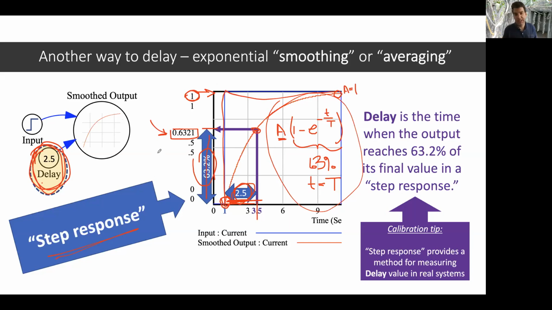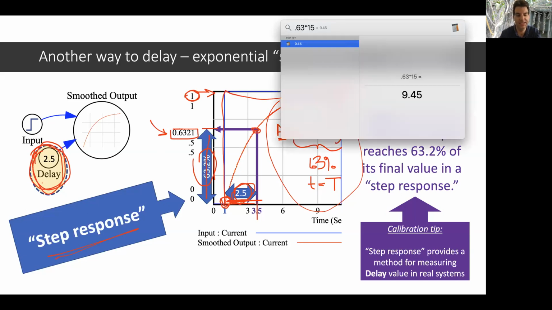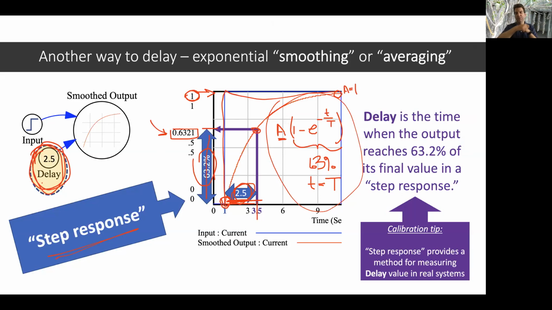So likewise, with your toilet example, if you actually took a stopwatch to your toilet, you could mark on the side of the toilet what 63% of the 15 centimeters is. 63% of 15 centimeters is 9.45 centimeters. So you mark 9.45 centimeters, flush the toilet, and use a stopwatch to see how long it takes to get to 9.45 centimeters. That time is what you put in VinSim or Insight Maker for your smoothing delay. And you've just built a model of the toilet.